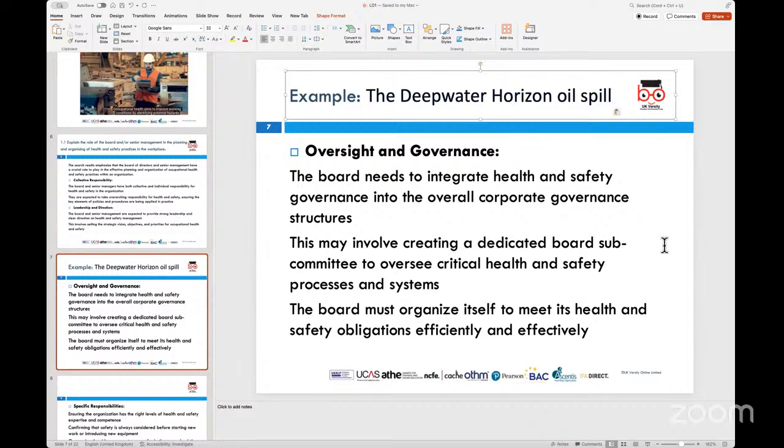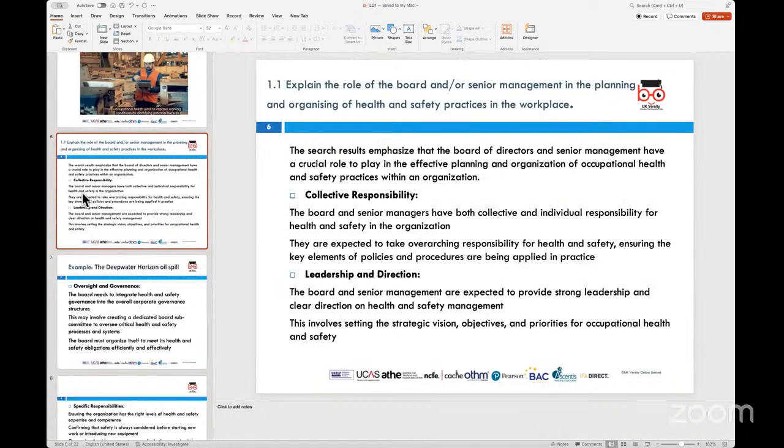So these kind of things can happen if we do not have the role of the board and the senior management involved in planning of health and safety procedures within a workplace.